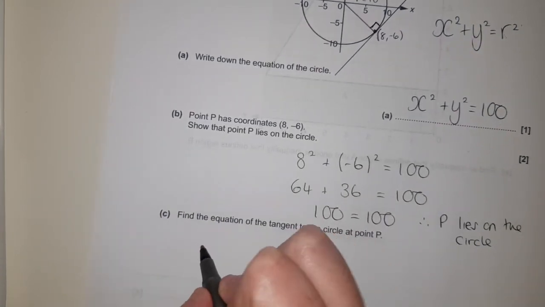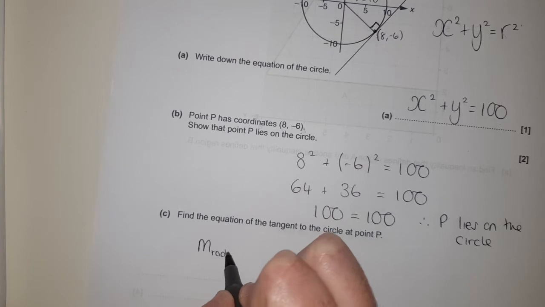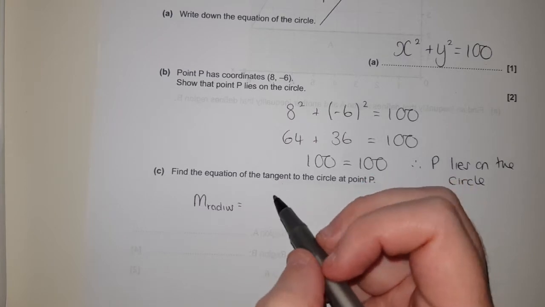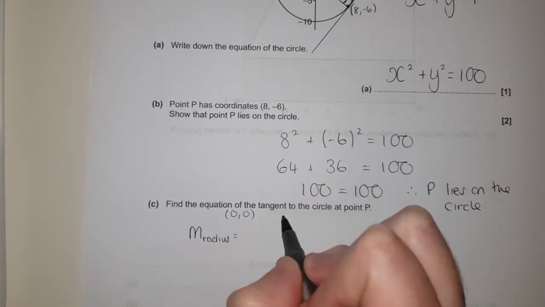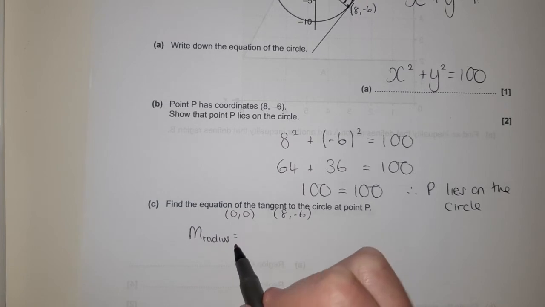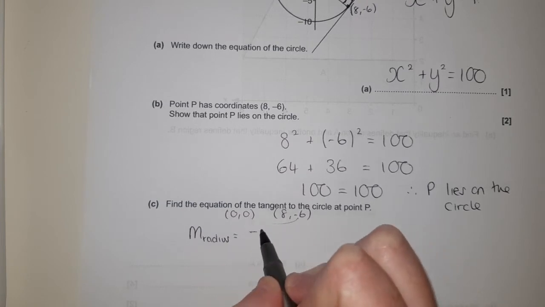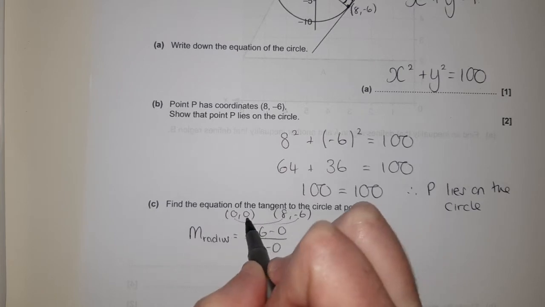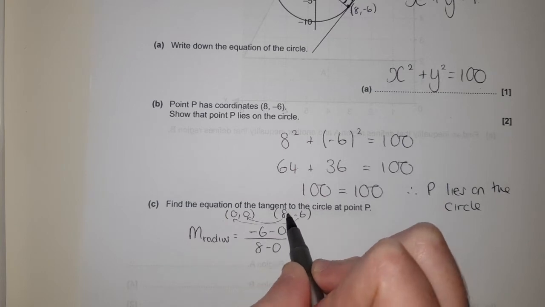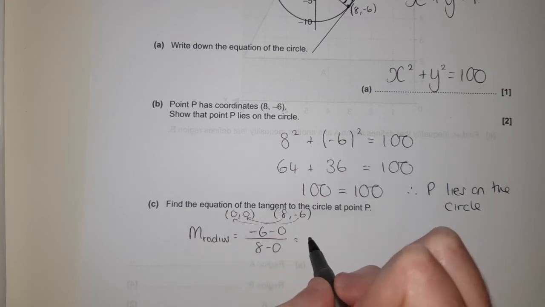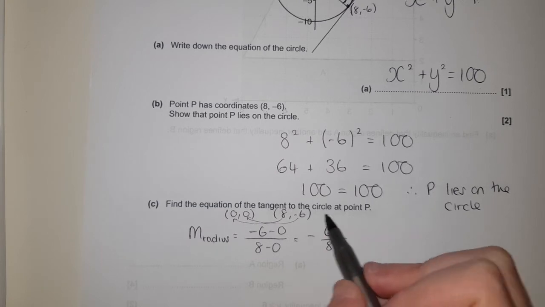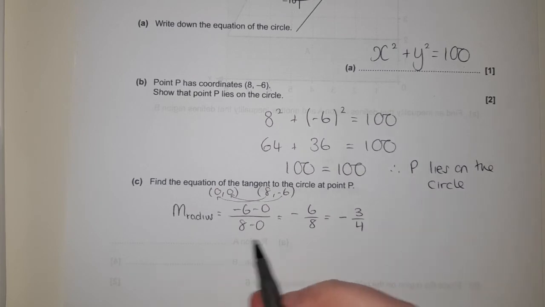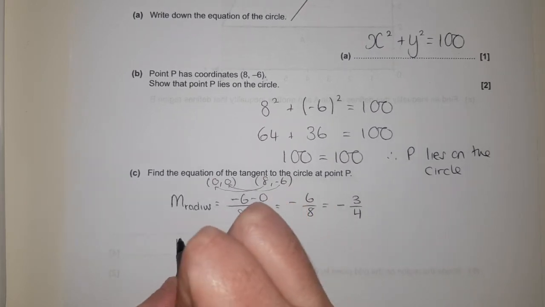So first things first, we want the gradient of the radius. Remember, gradient is change in y over change in x. So we had our two coordinates as 0, 0 and 8, minus 6. So change in y is minus 6 minus 0. Change in x is 8 minus 0. Make sure that both times you started from the same bracket each time. So I've got minus 6 over 8. Now for the sake of making our life a little bit easier, I'm going to simplify this fraction. I get minus 3/4.